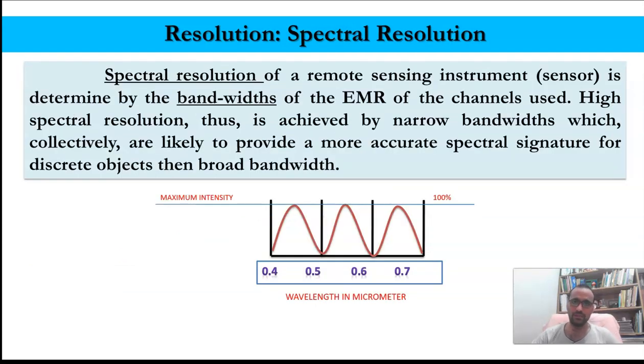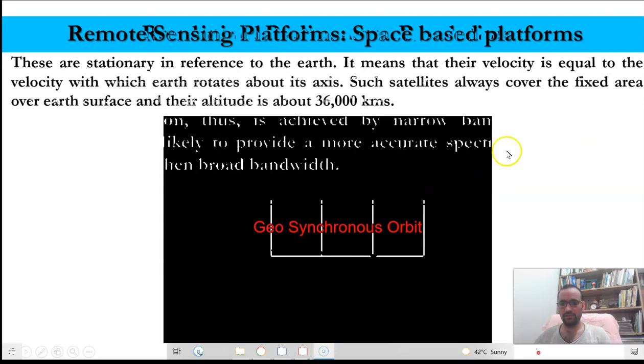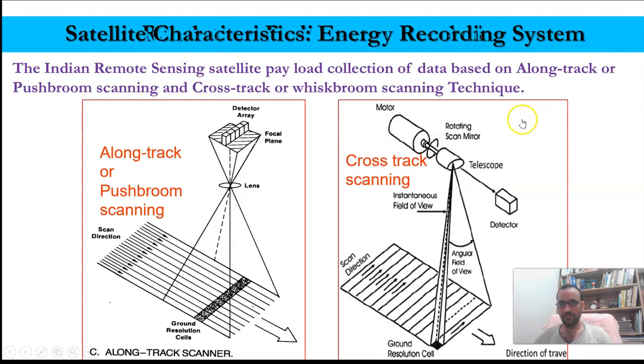Here we go. Spectral resolution. You remember our different bands I introduced. So spectral resolution of a remote sensing instrument, or you can call it sensor, is determined by the bandwidth. I can highlight here. Here is the bandwidth. Oh, sorry. Sometimes it behaves weirdly. Sorry.